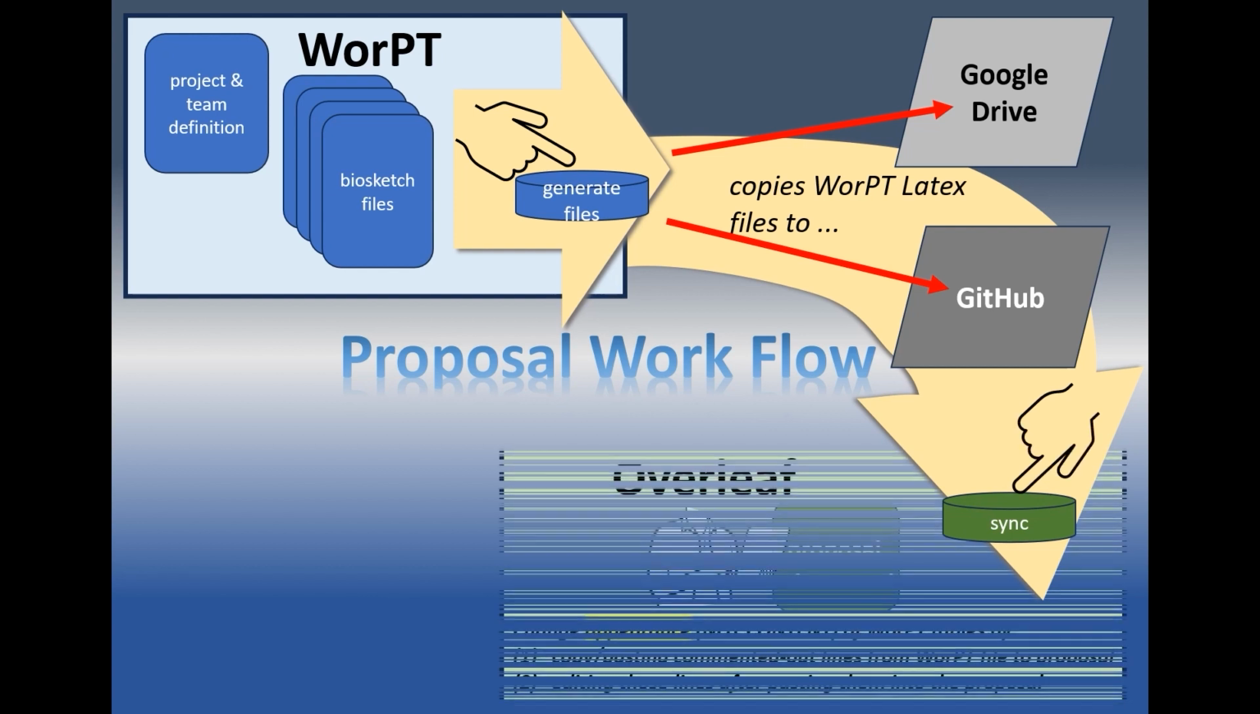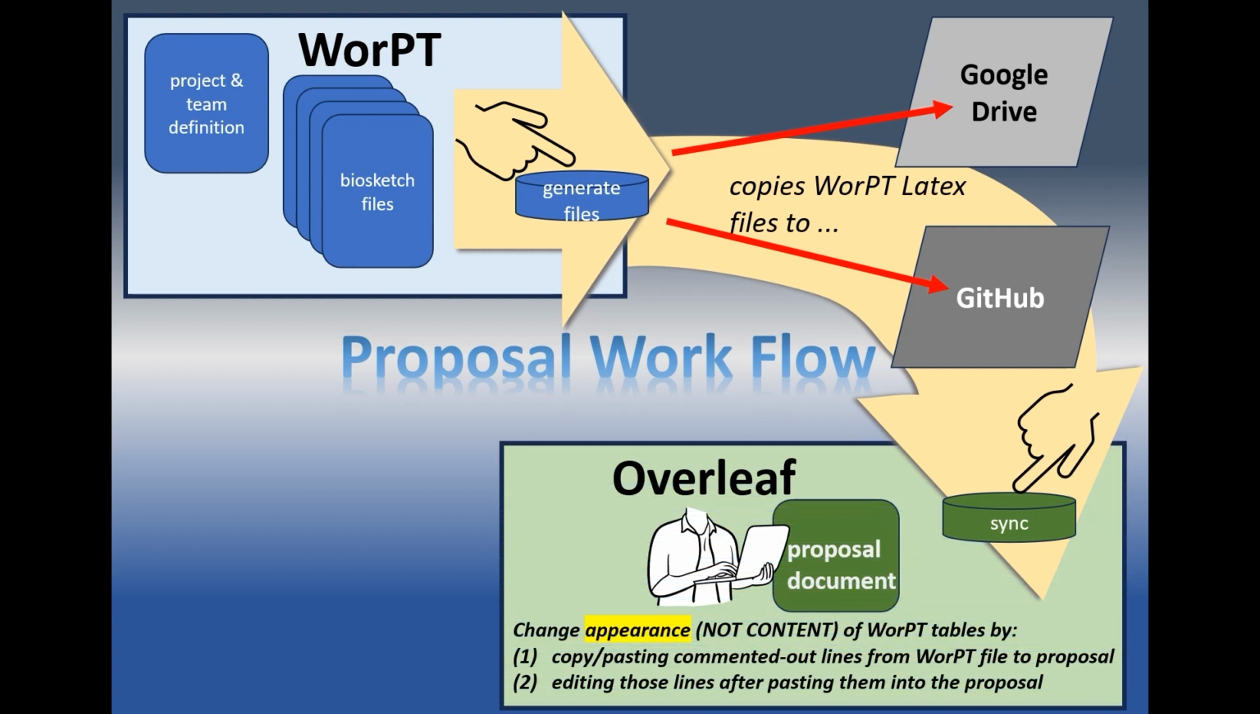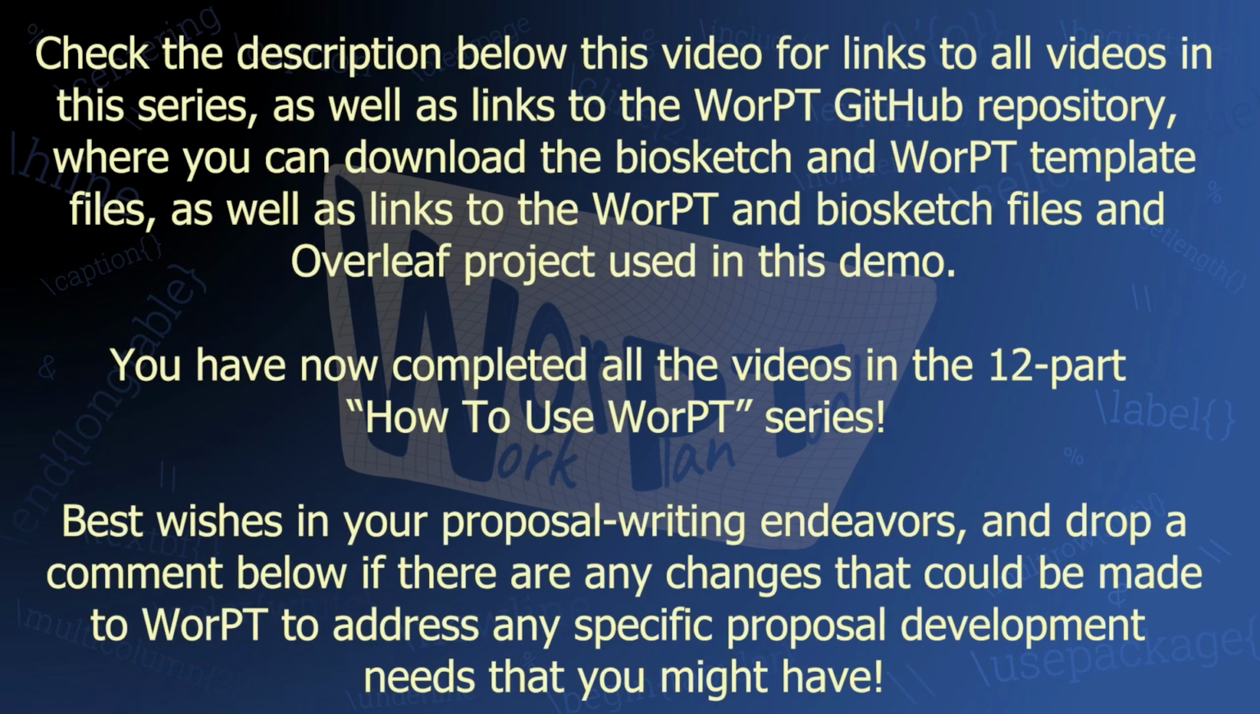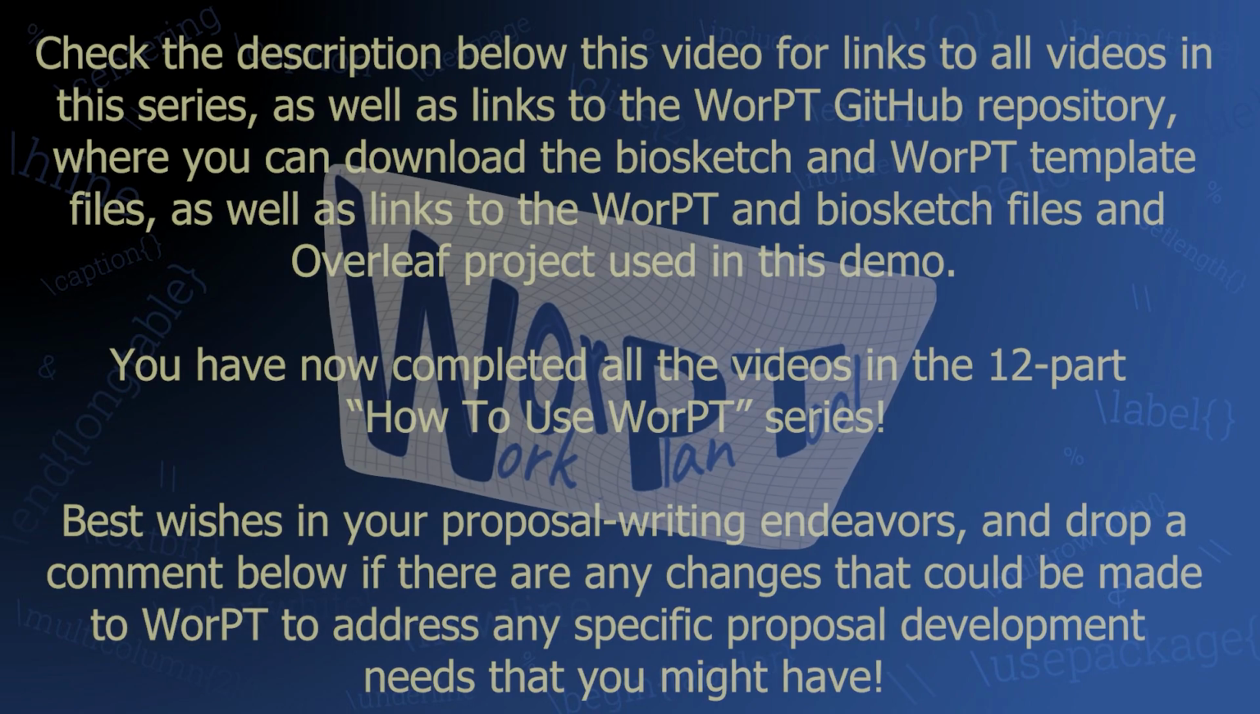We then copy-paste the commented out parts that appear at the top of the WorP files down into our proposal. These lines of code are what insert the files into our document, as well as give us the ability to alter the appearance of the WorP-generated table. If additional changes are needed to the content, we need to make those modifications within WorP. So we return to whatever WorP file is associated with the needed change, make the necessary edits, and then we start the whole cycle over again until we're happy with the proposal. And with that, we conclude the WorP How To series of videos.